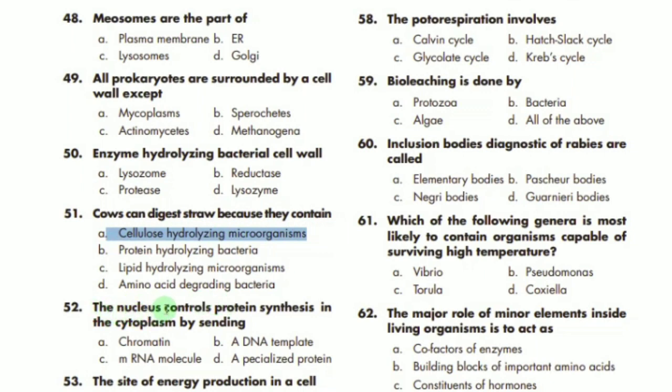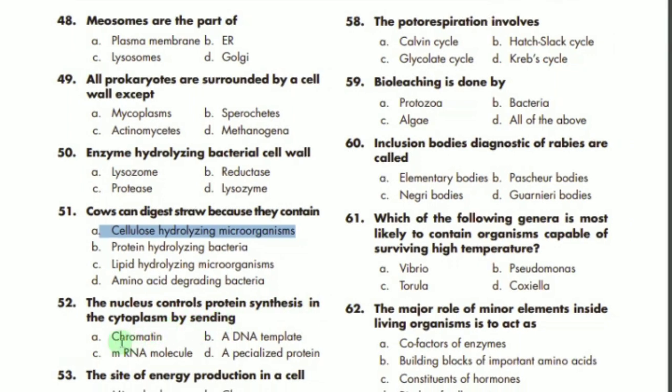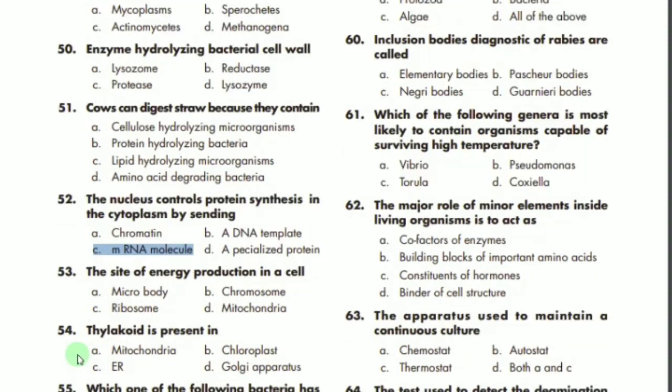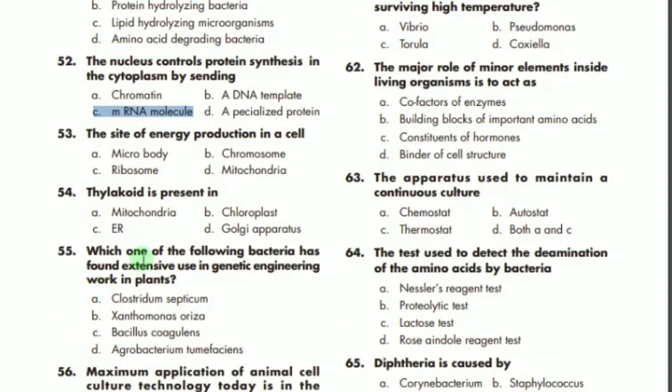MCQ 52 says that the nucleus controls protein synthesis in the cytoplasm by sending what? This is actually the mRNA molecule, because the mRNA molecule contains the codons that code for the amino acids. Now MCQ number 53 says the site of energy production in the cells, obviously it is the mitochondria. D is the correct option.